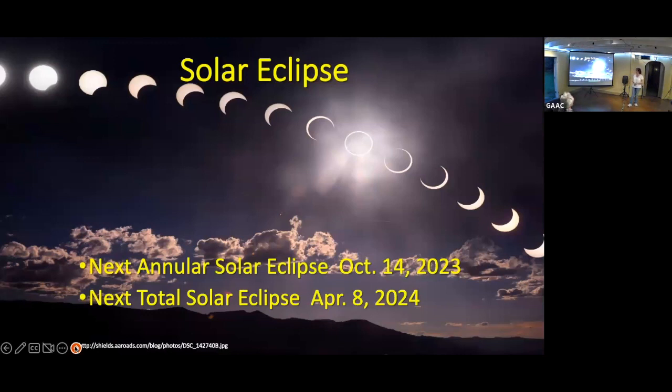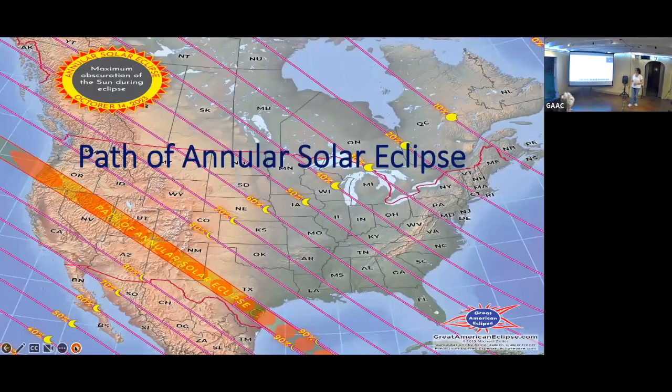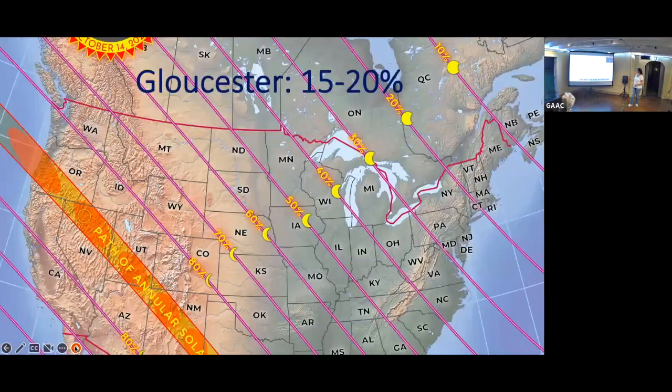So to give you an idea of where to go to look, the annular eclipse path is going through the northwest. So here in Massachusetts, you're only going to see about 20% of it, and that's less than 20%. So that's about what it would look like. So it's not terribly interesting.